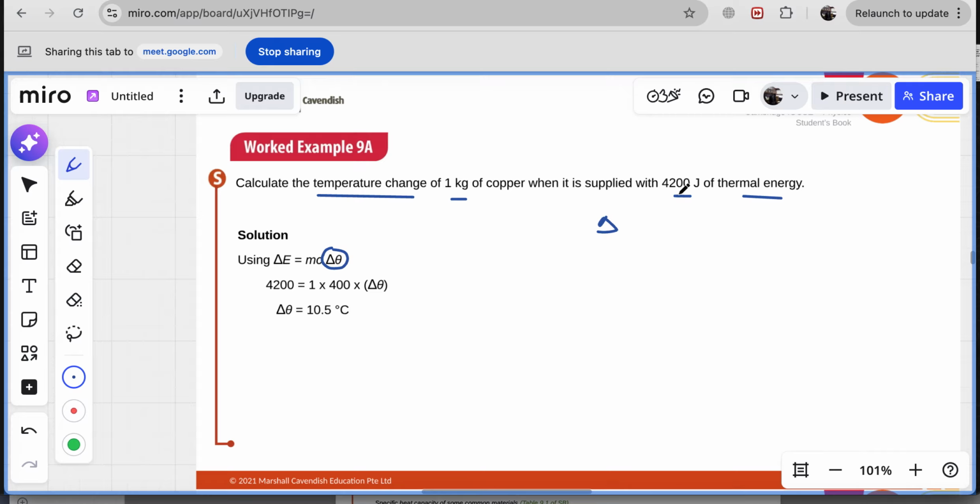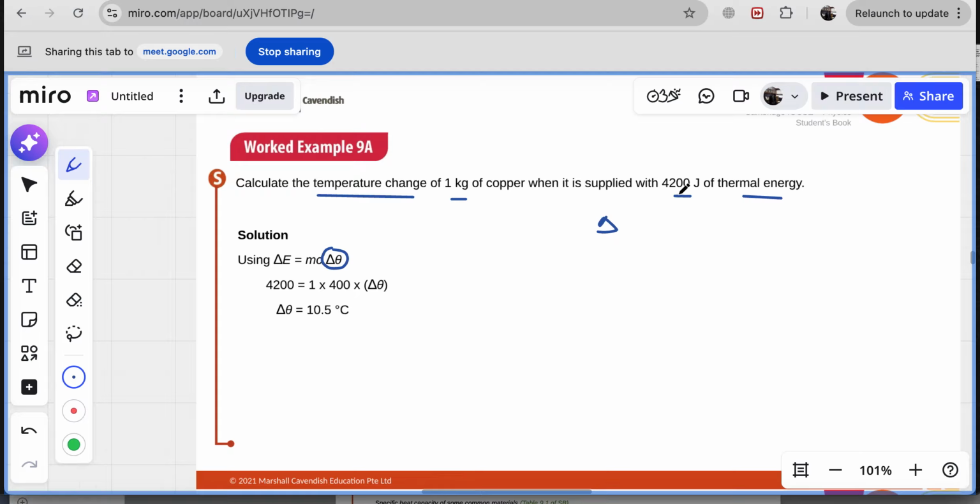Copper is 400, so we're going to use 400. So the energy is what? The energy is 4,200 joules. Remember, this is not the specific capacity of water that we talked about. It's just a coincidence that the energy for this particular question is 4,200. So for energy, you write 4,200.